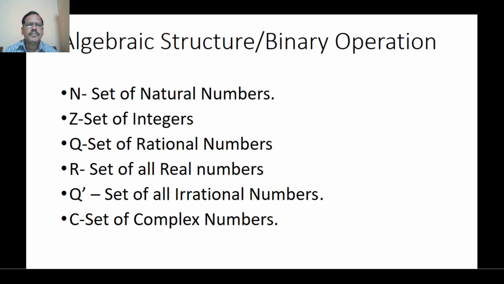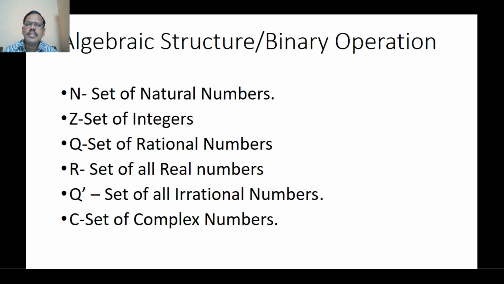It is an infinite set. The set of all integers consists of positive integers, that is 1, 2, 3 and so on, negative integers, minus 1, minus 2, minus 3 and so on, including 0. This is called the set of all integers. The set of all rational numbers consists of all integers and all fractions.